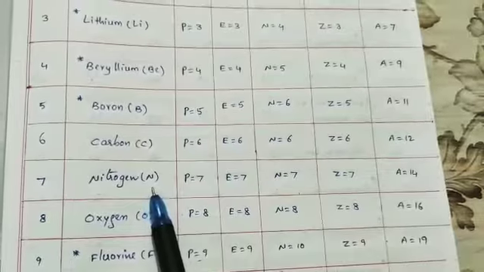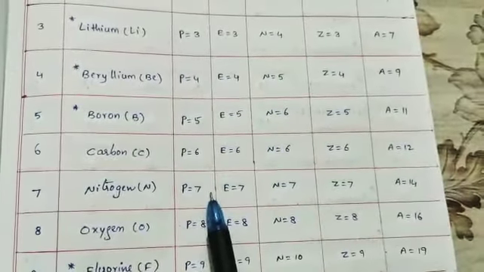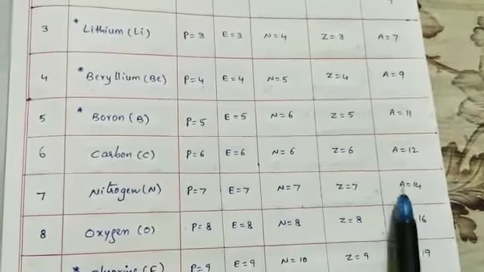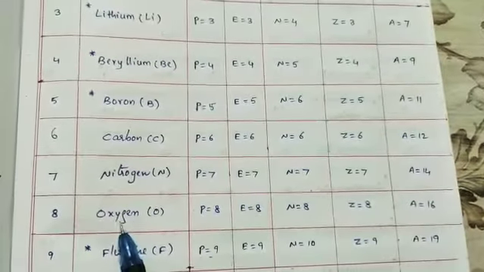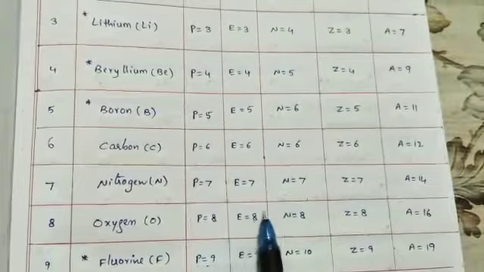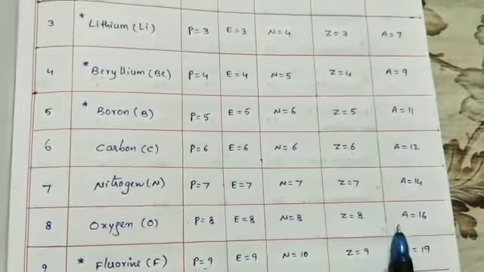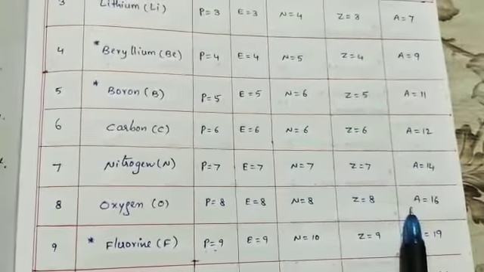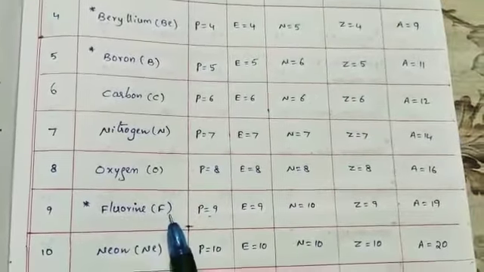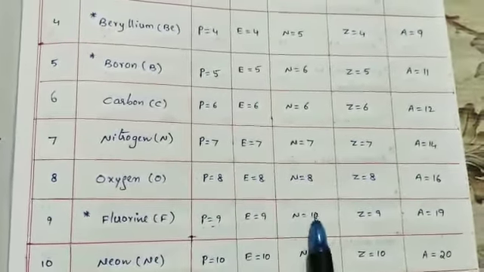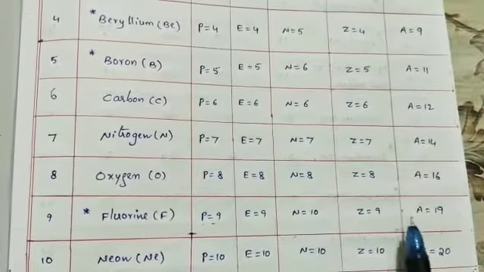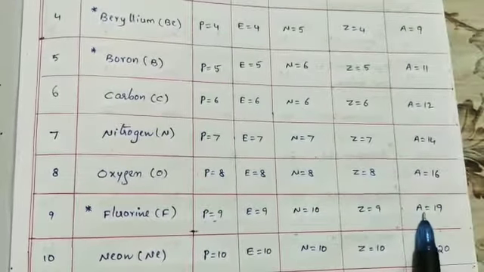Nitrogen is also an even element, a highly stable element, 7, 7, 7, and the atomic weight is 14 grams. Oxygen is also an even element, 8, 8, 8, all are the same, so the atomic mass is 16. Fluorine is a highly reactive element, an unstable element because protons, electrons, neutrons are not equal, so the atomic mass is 19 grams.